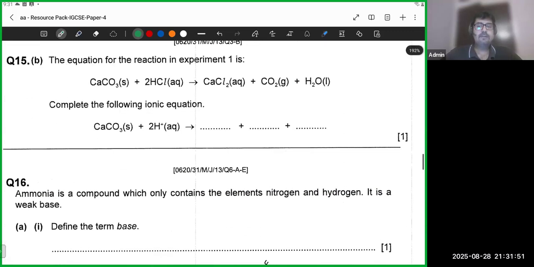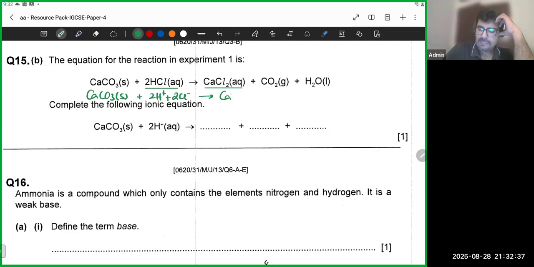Next one. This was about ionic equation. He's asking you to write the ionic equation. So the question is complete the following ionic equation. What did I tell you about writing ionic equations? I told you that anything that is aqueous, it will dissociate into its ions. The ions will get scattered in water. So calcium carbonate is a solid, so its ions will stay together. HCl is aqueous, so what happens to it? It dissociates into its ions.